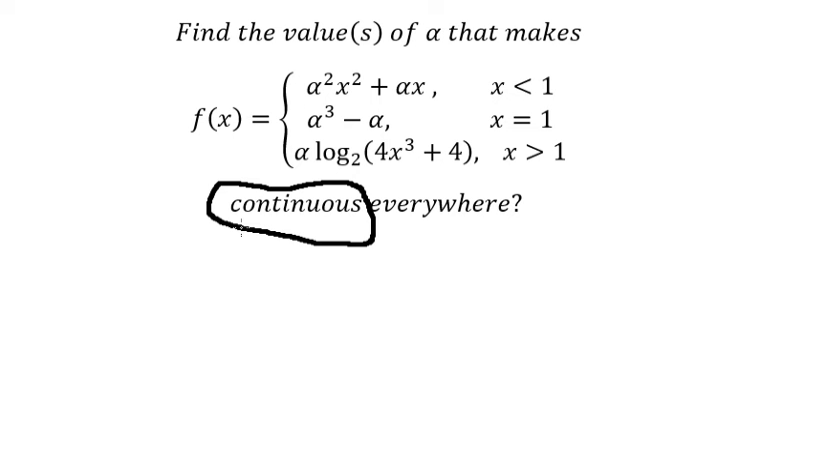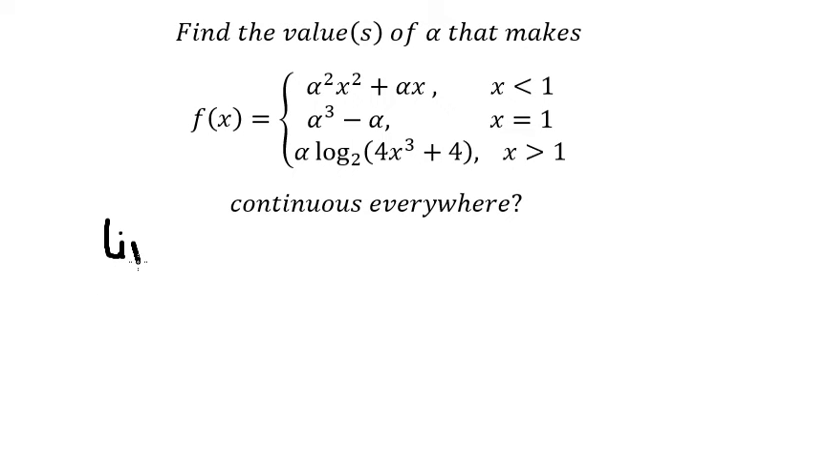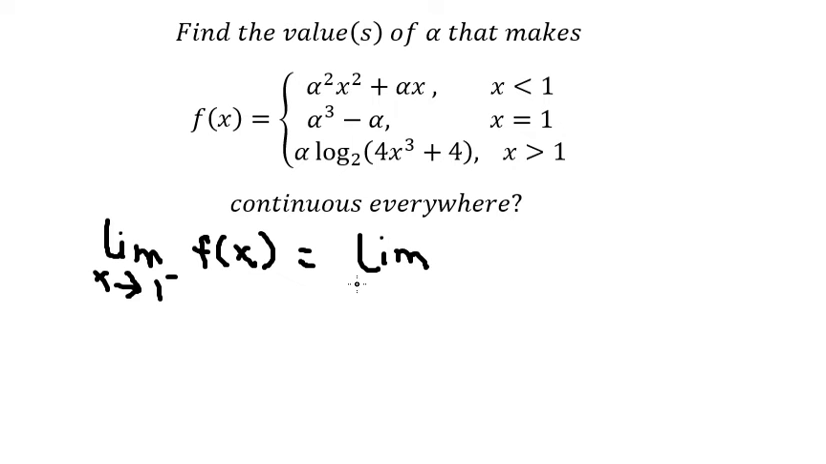So now I want to show you how to answer. We want to find the value of alpha to make sure that this function is continuous everywhere. That means the limit on the left equals the limit on the right and equals f of 1 at x equal to 1 here. So now I will show you how to answer.